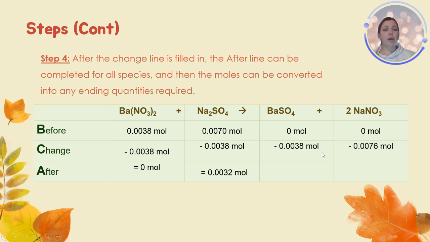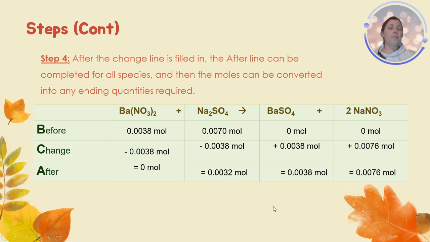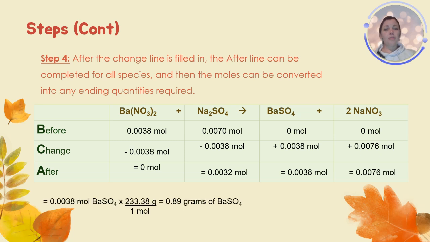And then, oh, I've got minuses here, and those should be pluses. Here, let me fix that. Okay, there we go. So we got 0.0038. We add that to 0, and of course, we get the same numbers, 0.0038 there and 0.0076 there. So now we have all the information we need to convert back into our desired quantity.